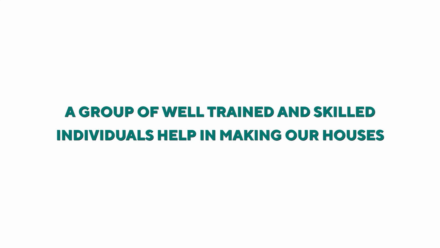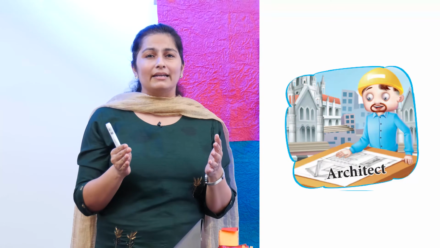Let's see the first person. The first person is an engineer or an architect, and what do they do? They draw the plan for the house. Without a plan, if we start, most of the time we cannot reach anywhere. So, there has to be a plan. So, the architect will draw. As you can see on your screen, the architect is a person who draws the plan for the house.